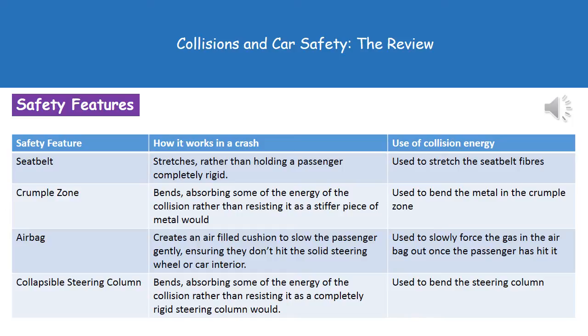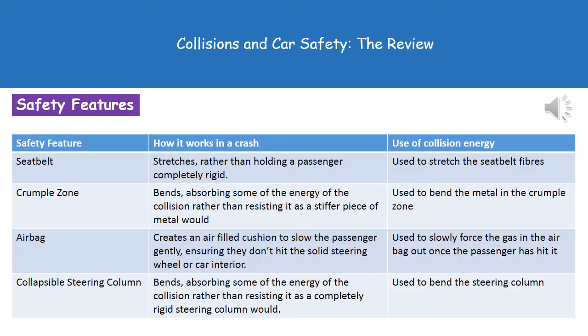Third feature we've got is the airbag, and what's going to happen there is that as there's an impact, it deploys this airbag which creates an air-filled cushion that's going to slow the passenger gently. It's also going to have the added bonus of preventing that person coming into contact with the steering wheel or the car interior, because obviously they're very solid and the last thing you want is for heads to make contact with solid objects. In terms of the collision energy, it's used to slowly force that gas in the airbag out as soon as the passengers hit it.